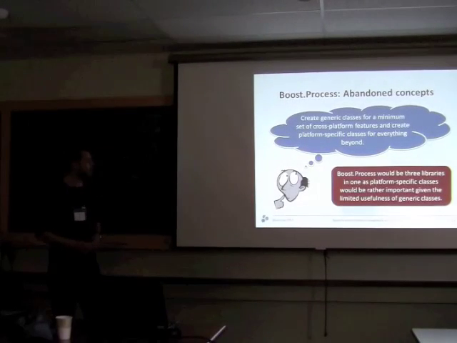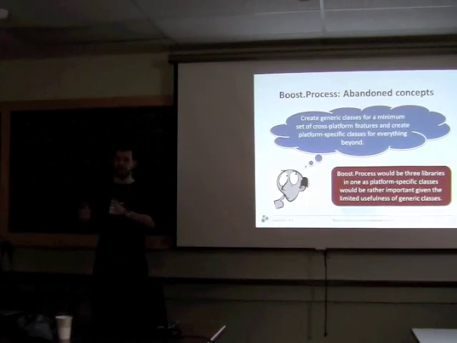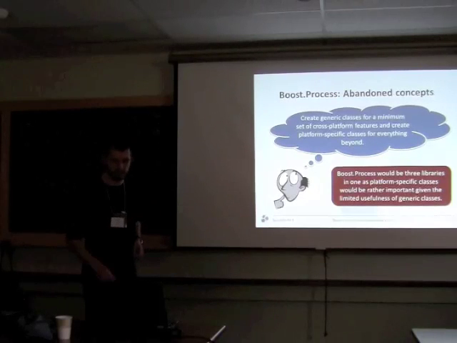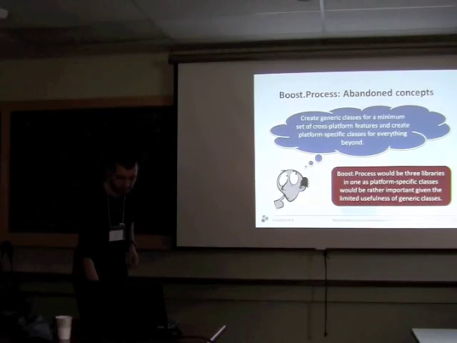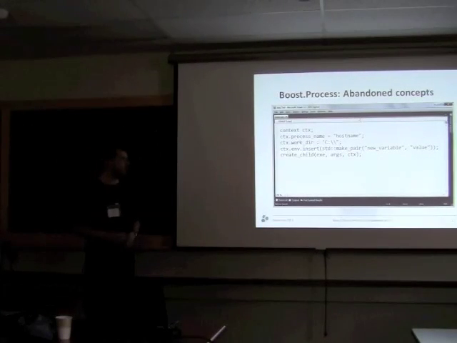So yeah, the idea was at that point, we have a few generic classes for a minimum set of cross-platform features, and the other platform-specific classes for everything beyond. But as I said already, it didn't work out. We would have had, in the end, three different libraries in one, and we gave that up. That was the original design, and I think we kept that design for a few years, and we gave it up only in 2009. So yeah, that's how it currently looks like. Why is context not just a process object?